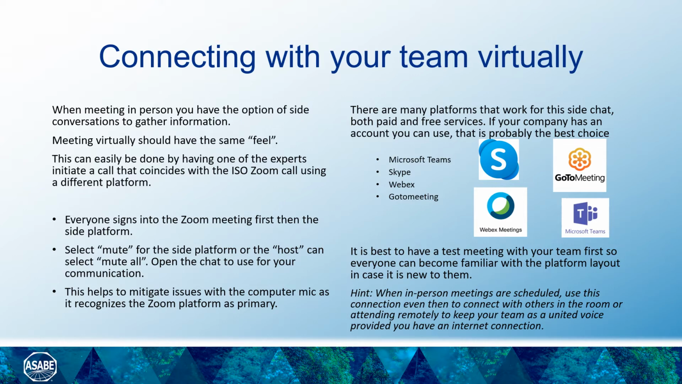Select Mute for the side platform, or the host can select Mute All. Open the chat to use for your communications. This helps to mitigate issues with the computer mic as it recognizes the Zoom platform as primary. Do be sure that you aren't on an open mic on either platform if taking a phone call or talking to others in the room.